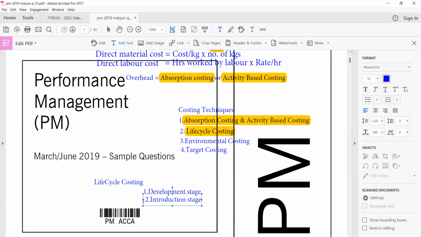Introduction stage. We have the growth stage. We have maturity. Then, number 5, we have the decline stage. Some people bring in saturation, but saturation is what leads to decline, right? So these are the stages of the life of the product.